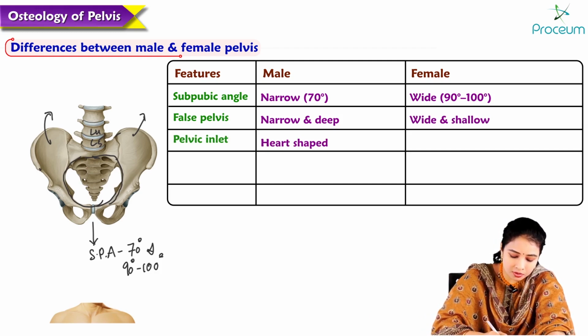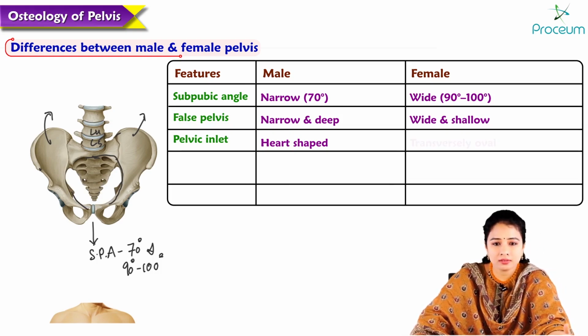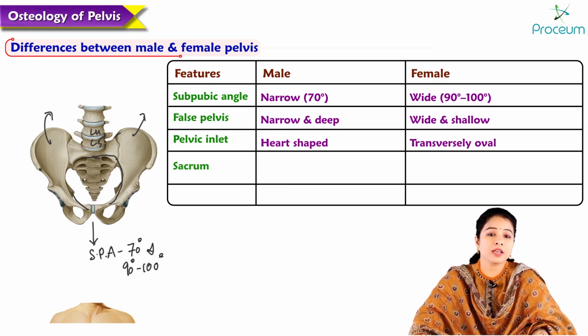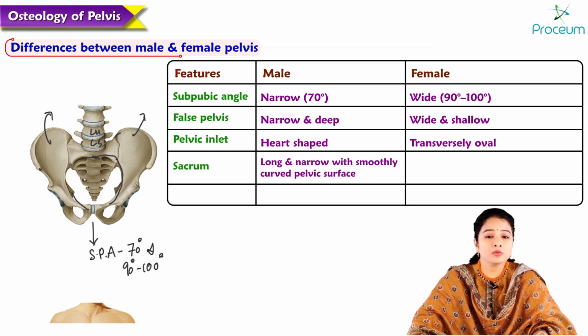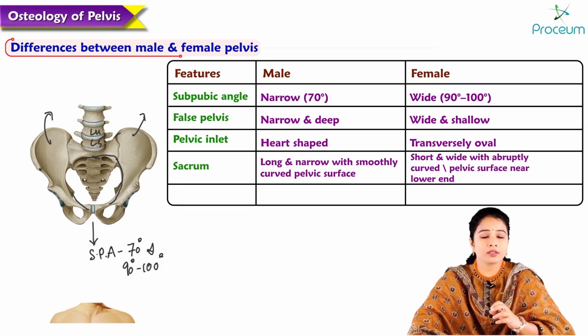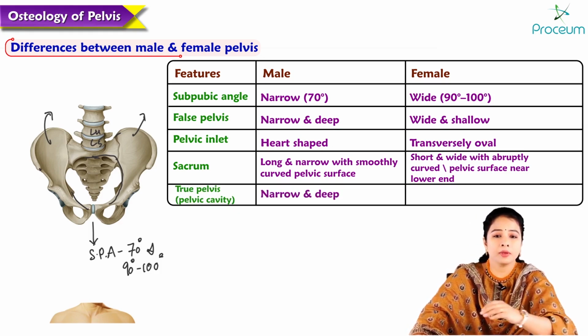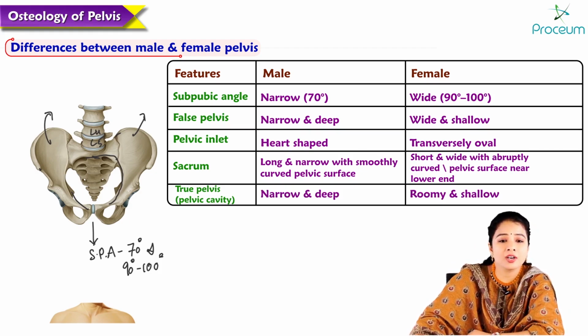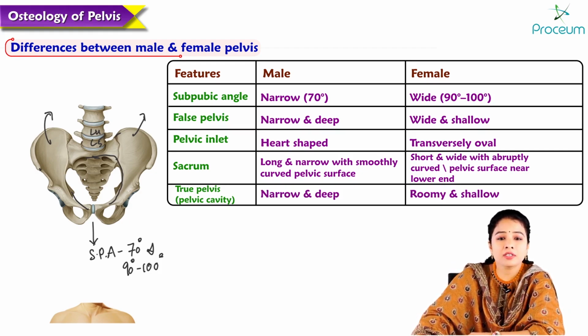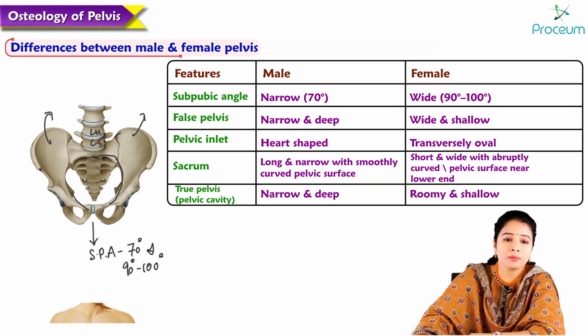So the pelvic inlet appears heart shaped in males, whereas in females it is mostly transversely oval. Sacrum is long, narrow with smoothly curved pelvic surface in males, whereas in females it is short, wide with abruptly curved pelvic surface near the lower end. And the true pelvis, that is the pelvic cavity, is narrow and deep in males, whereas it is roomy and shallow in females. So these are the major differences to differentiate between male and female pelvises.